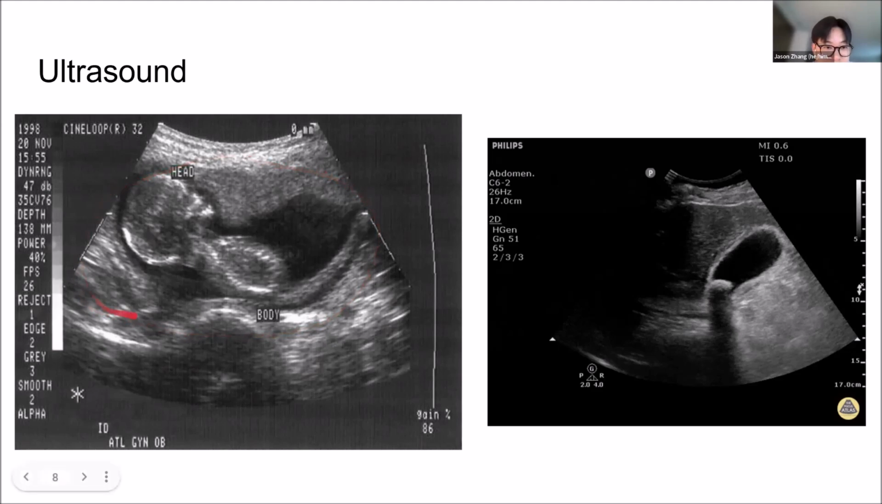Yeah, so this is a baby here. This is what it looks like. Here's the head, here's the body. And on the right here, this is not a baby. What is this? Eric. Someone said air.